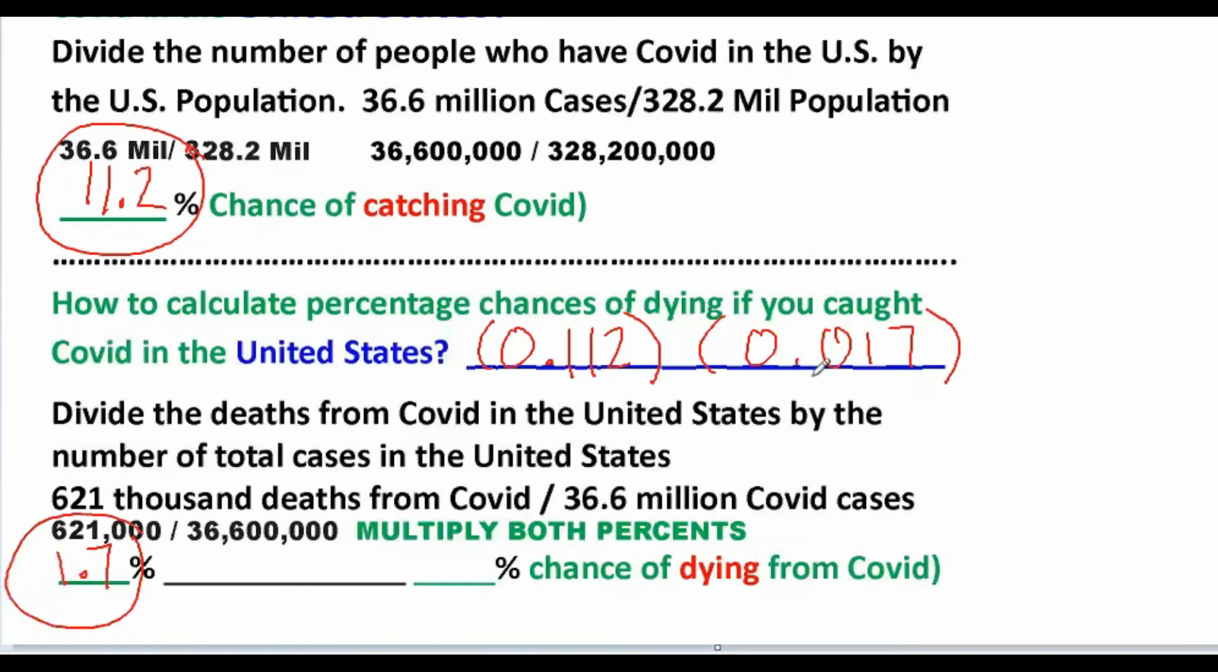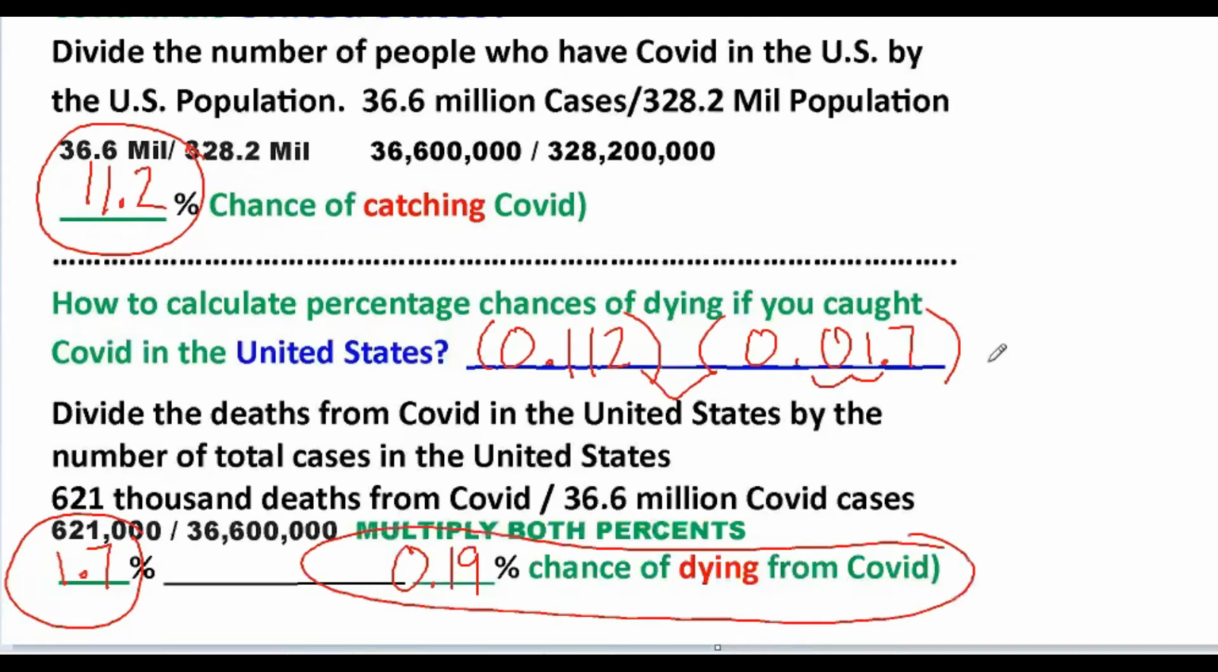Boom. See right there. Okay. Anyway, we're going to multiply these two numbers right here. We multiply those two numbers, you should get 0.19%. So in the United States, if you catch COVID, the chances of dying is 0.19%. All right. Let's keep it moving.